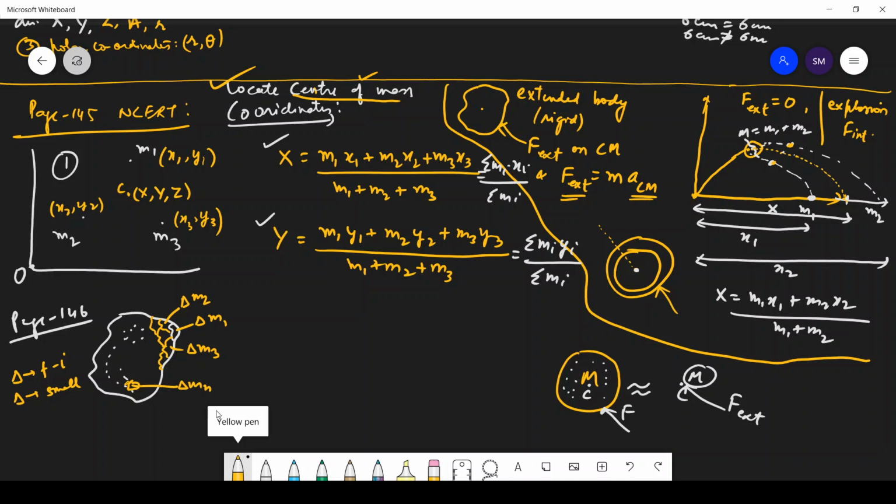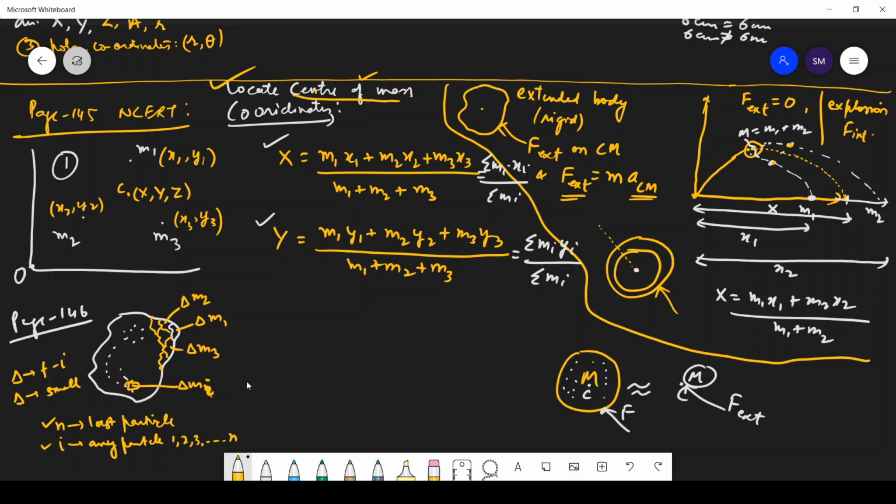Let it be the ith particle. What is the difference between n and i? i means any particle, it can be any particle from 1, 2, 3, and so on, and n is the last particle. So the ith particle means any arbitrary particle, and we use n for the last particle. Here, because the particles are infinite, I cannot say any particle is the nth particle, so that is why delta mi.